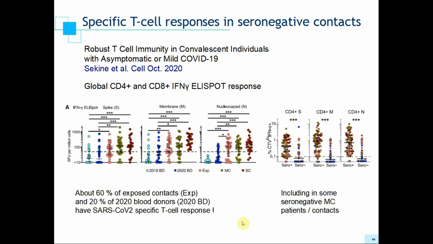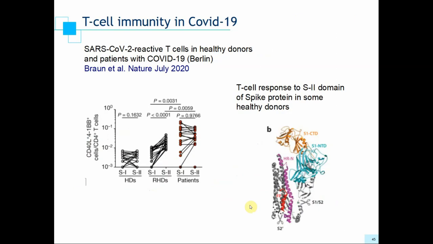So that means there might be some subclinical infections, and that's enough to give you a T cell response. So what about this group here, people from 2019 who still have a detectable T cell response? This has also been observed by other groups. So this is from Germany here, and they also found some healthy donors who had a detectable T cell response to the spike protein. So then they checked whether it's the S2 domain or the S1 domain.